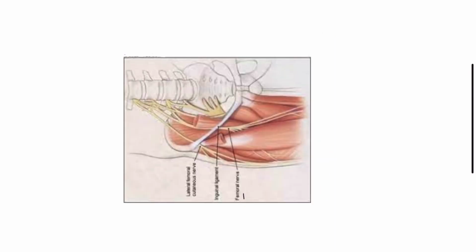In this image you're seeing the femoral nerve, descending down between the two muscles, iliacus laterally and psoas major medially, to descend into the thigh by passing below the inguinal ligament. This is psoas major and this one is iliacus.